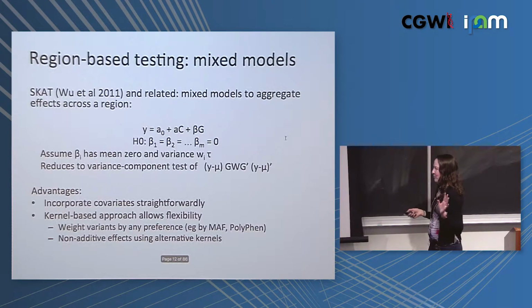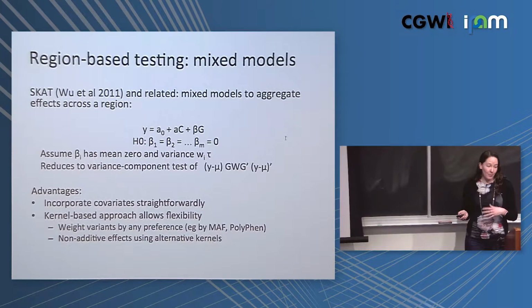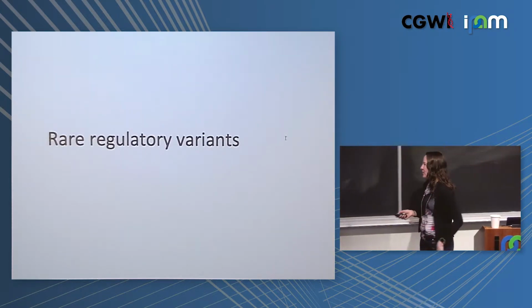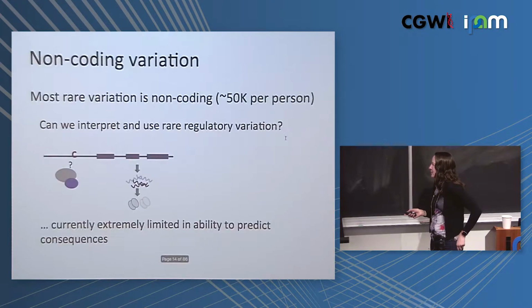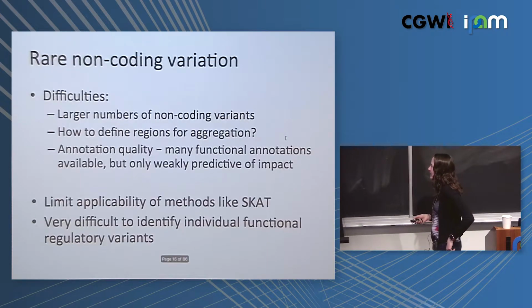So this gives you a very brief overview of standard methods for rare variant analysis, primarily focusing on protein coding. But I want to move on now to talk about my focus, which is rare regulatory variants. Most rare variation is non-coding, so it's almost all 50,000 of them that are going to be non-coding. And can we interpret and use these in any way? I'm just going to state, and you'll hopefully believe me, that our current approaches are very, very limited in their ability to predict the consequences of rare regulatory variation.